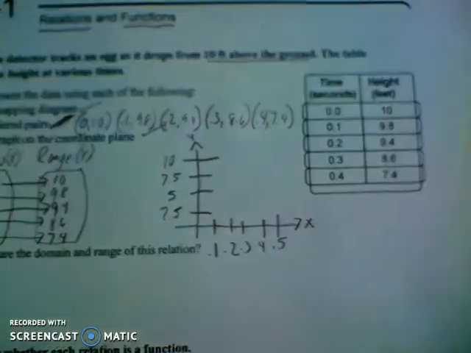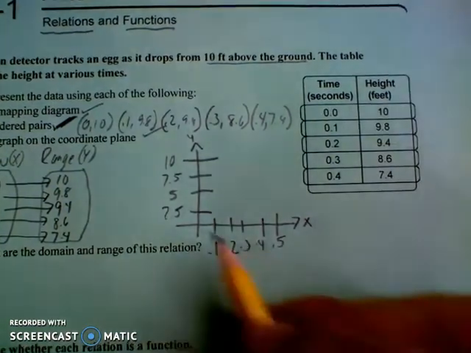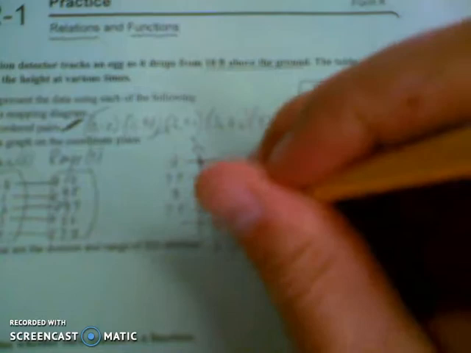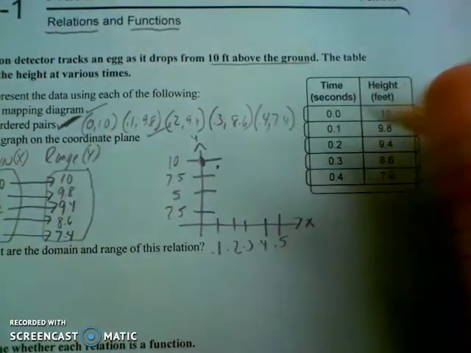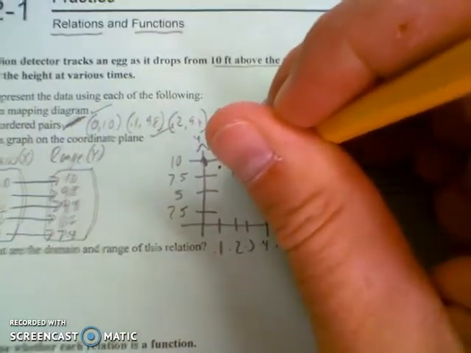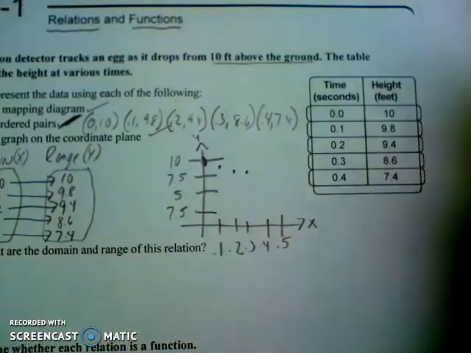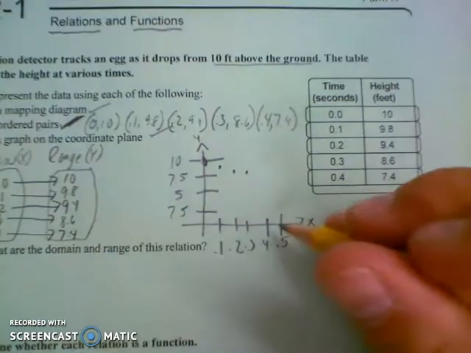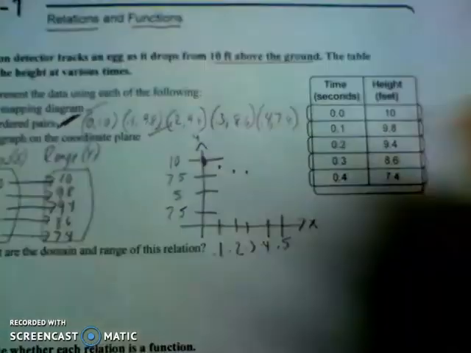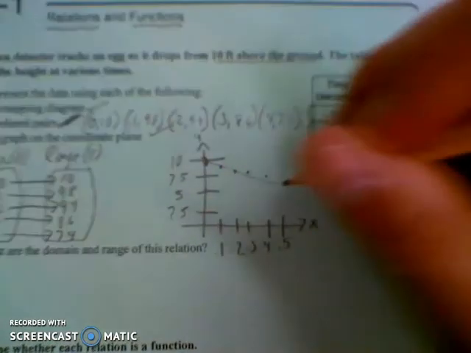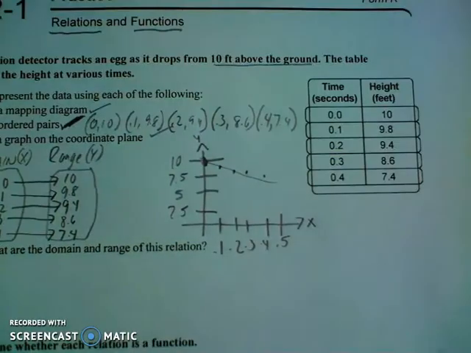Then you're just going to graph all these. So 0 is at 10. 0.1 is 9.8. 0.2 is 9.4. 0.3 is 8.6. 0.4, I'm sorry, is 7.4. And that has the biggest drop off right there, right below that. So you see it right there. So there's a line of best fit.